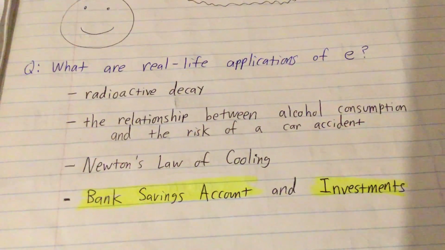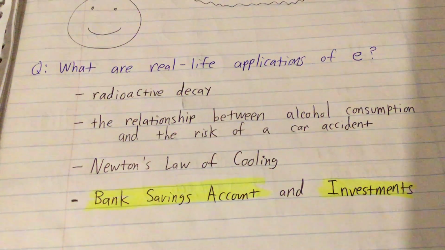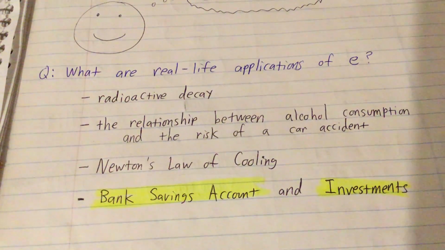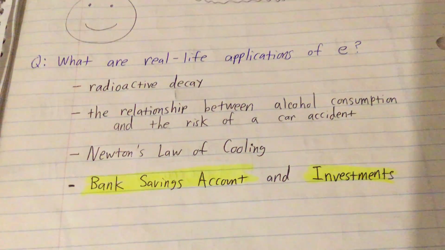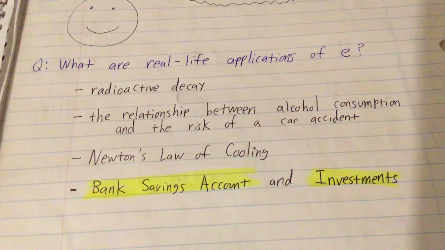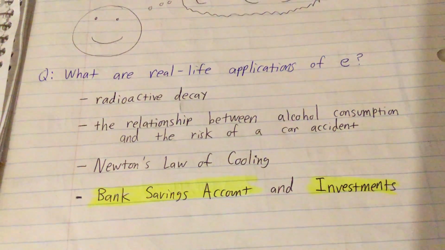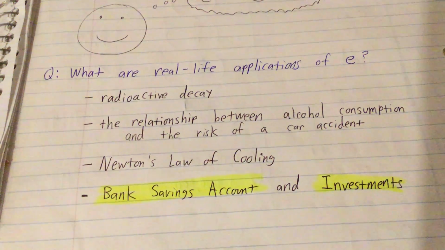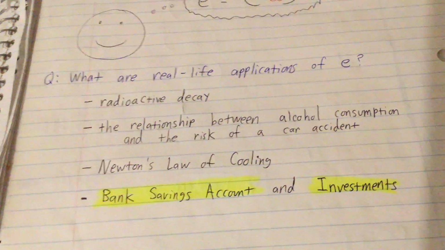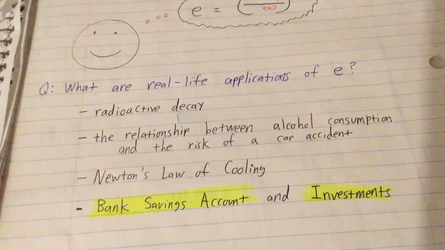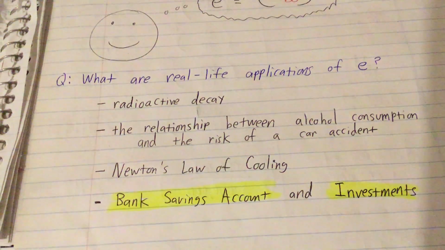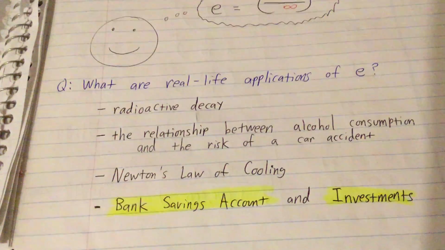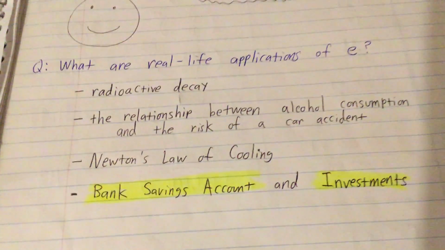So anyway, before I go into the coronavirus, I want to talk about the other real life applications of E. Radioactive decay, the relationship between alcohol consumption and the risk of a car accident. The difference one drink makes doesn't increase it constantly. It increases it exponentially. It gets exponentially harder to keep your balance or drive a vehicle when you're impaired.